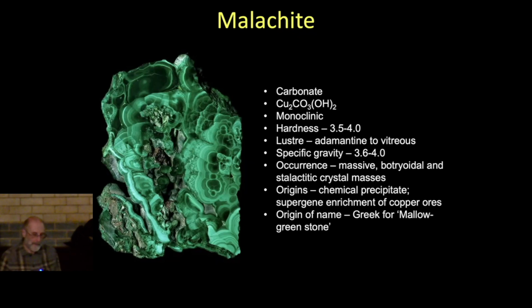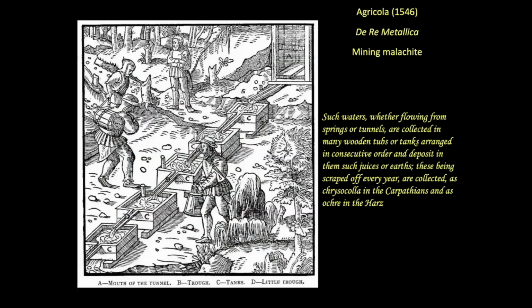Often found together with azurite and chrysocolla, primarily as a supergene enrichment and oxidation of primary copper ores. Historically important sources included the Carpathian Mountains and the Isthmus of Suez and Sinai during the time up to about 4000 BC. Well, Georgius Agricola described the mining of malachite in the Carpathian and Harz Mountains in his famous mining manual, De Re Metallica, of 1546.